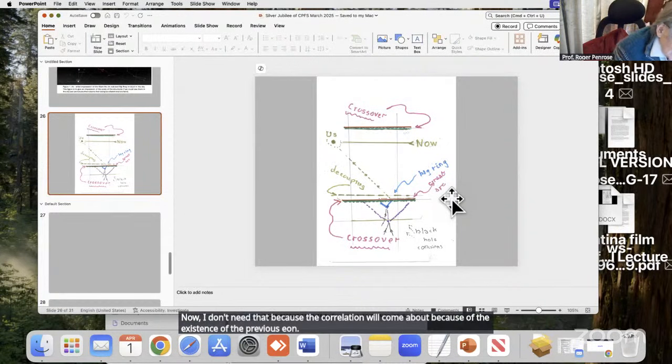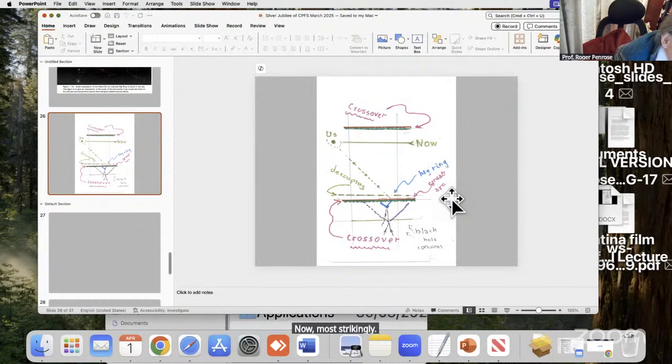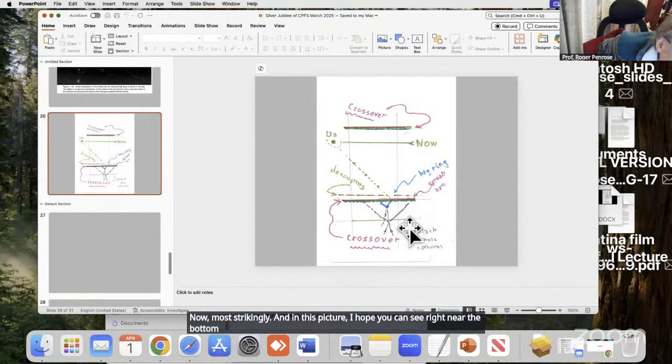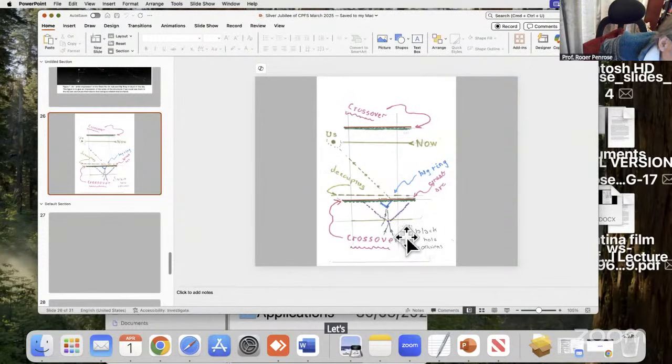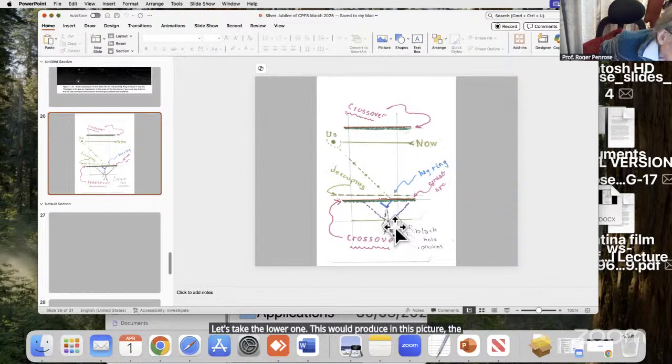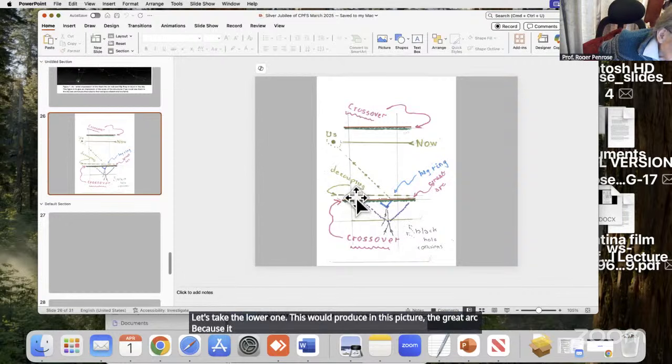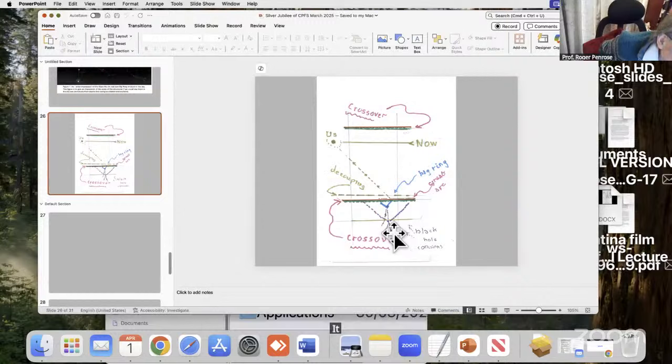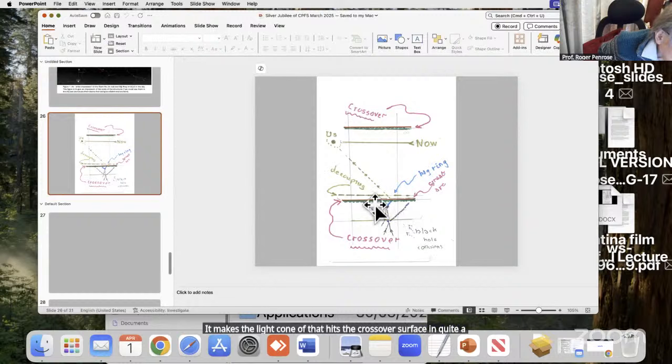Now, most strikingly, and in this picture I hope you can see, right near the bottom, two black points. Let's take the lower one. This would produce, in this picture, the great arc, because it's the bigger one. It makes the light cone that hits the crossover surface in quite a big ring region already. It ought to be a ring in this picture.